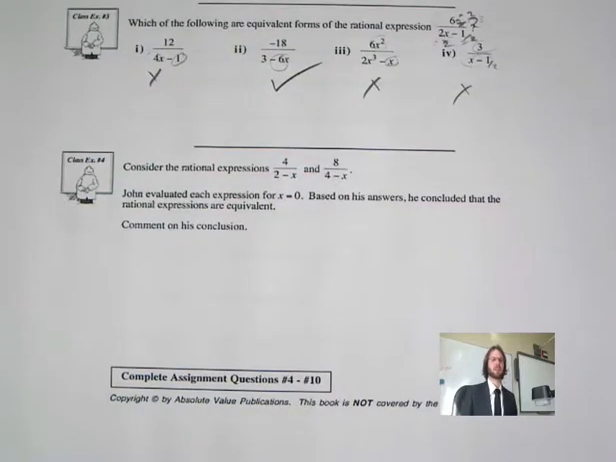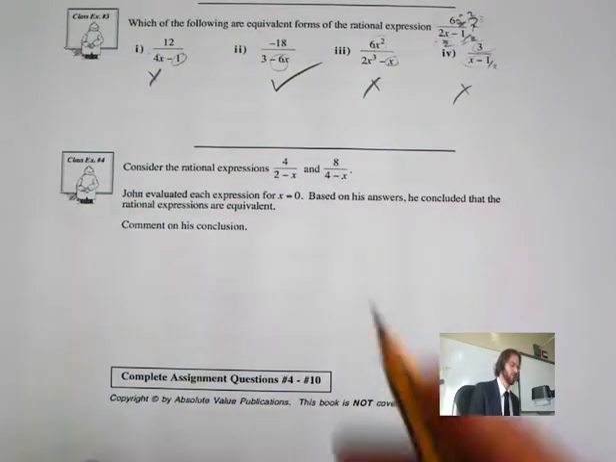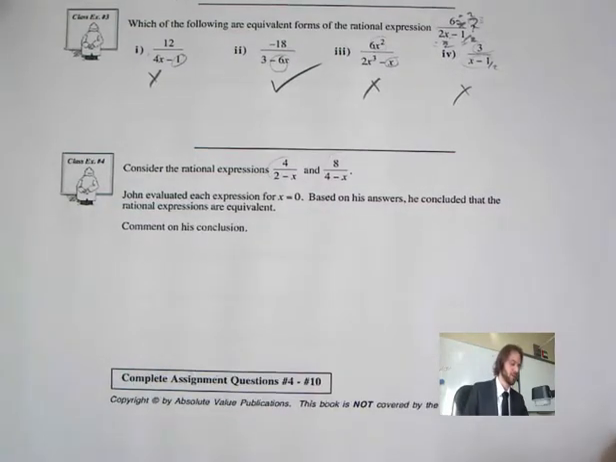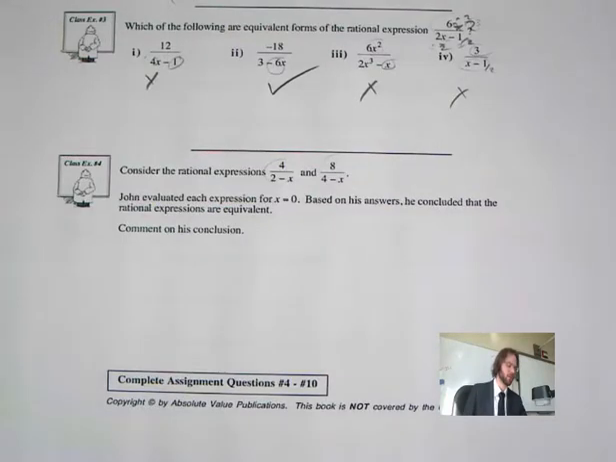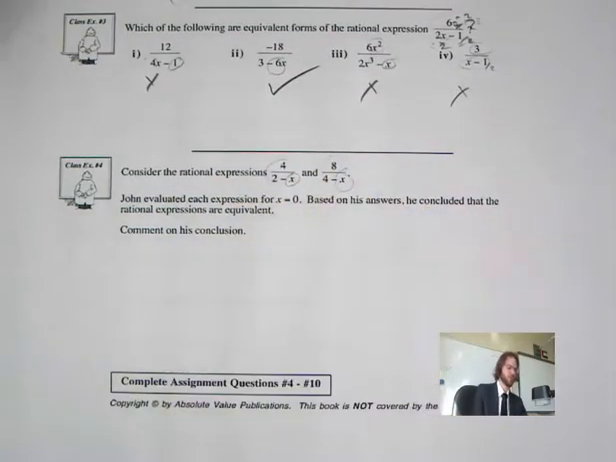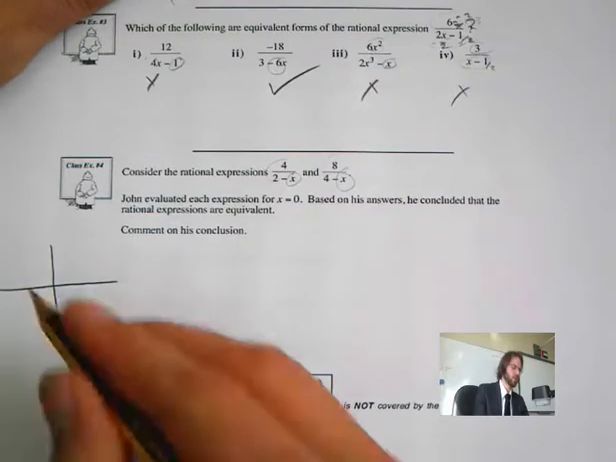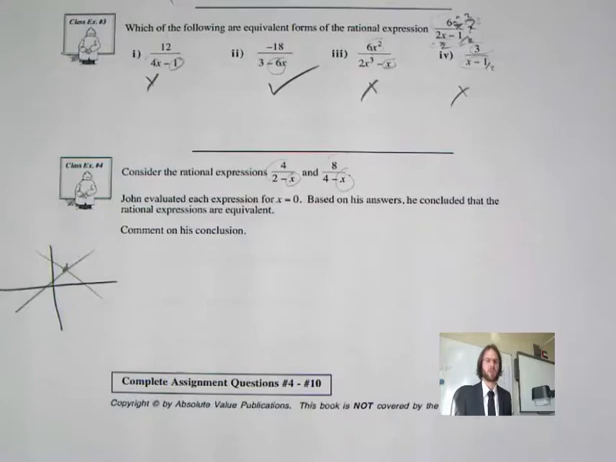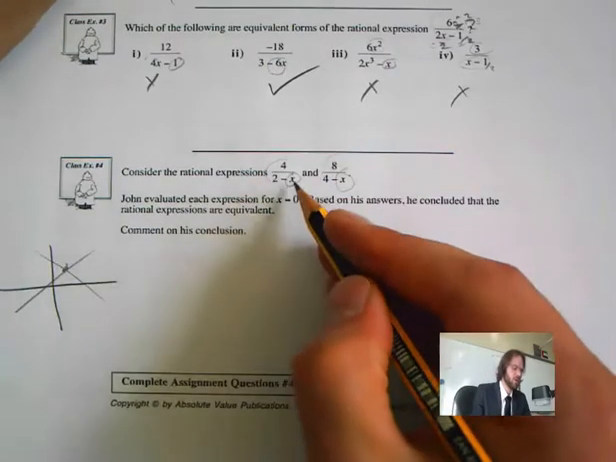Now let's take a look at example 4. Consider the rational expressions for the following. Okay, so here are my rational expressions. Draw and evaluate the expression for x equal to 0. Based on his answers, he concluded the rational expressions are equivalent. Comment on his conclusions. Well, if he said it's 0, these are two graphs. We have to give more than one point, because if two graphs intersect, where they intersect they are equivalent. So normally we have to use more than one point.